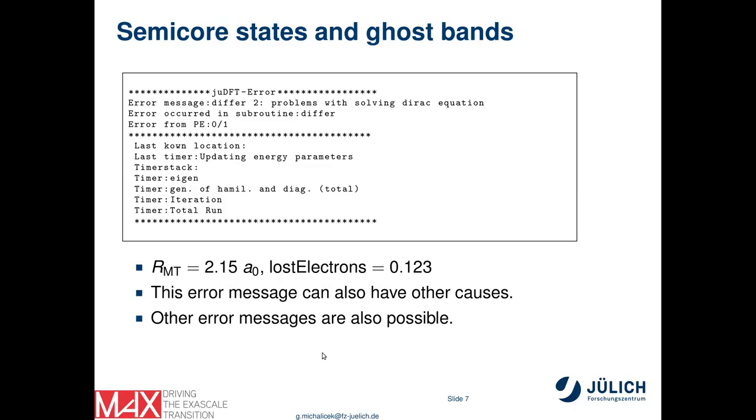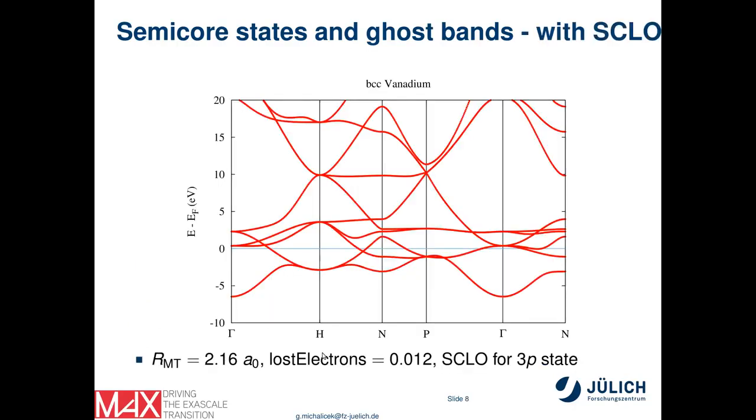So what we do now is we take the 3p state out of our core electron description and put it into our valence electron description, and add a local orbital that describes this 3p state nicely, and then we end up with a nice band structure. That is how it should look. I chose here the second smallest muffin tin radius that we have tested, and only about 1% of an electron is lost from the core here, and everything is okay.